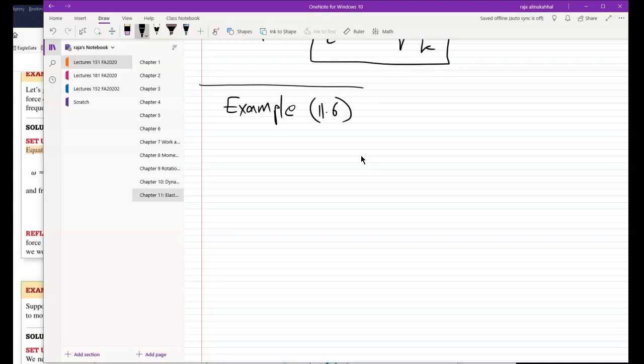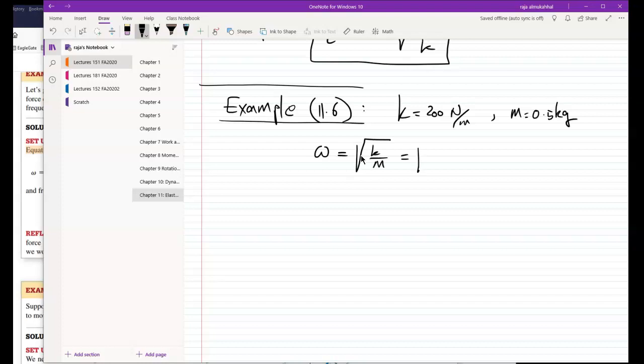Example 11.6. So let's write down what's given to us first. The stiffness constant is 200 newtons per meter. The mass is 1/2 kilogram, and he wants the omega. We know that omega is the square root of k over m. Just plug it in, it's really that simple. So it becomes 200 over 0.5, and that gives me the square root of 400, and that will be 20 radians per second.